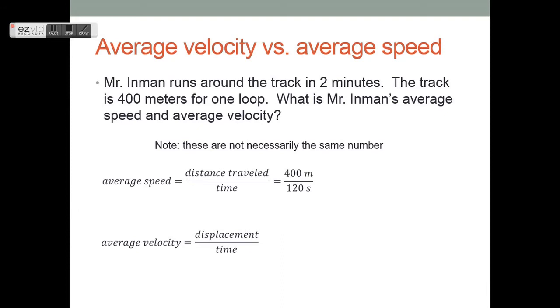So my average speed, 400 meters divided by 120 seconds, is 3.33 meters per second. My average velocity, well, because I end up where I started if I go around one loop of the track, my displacement is 0, and so my average velocity is also 0.